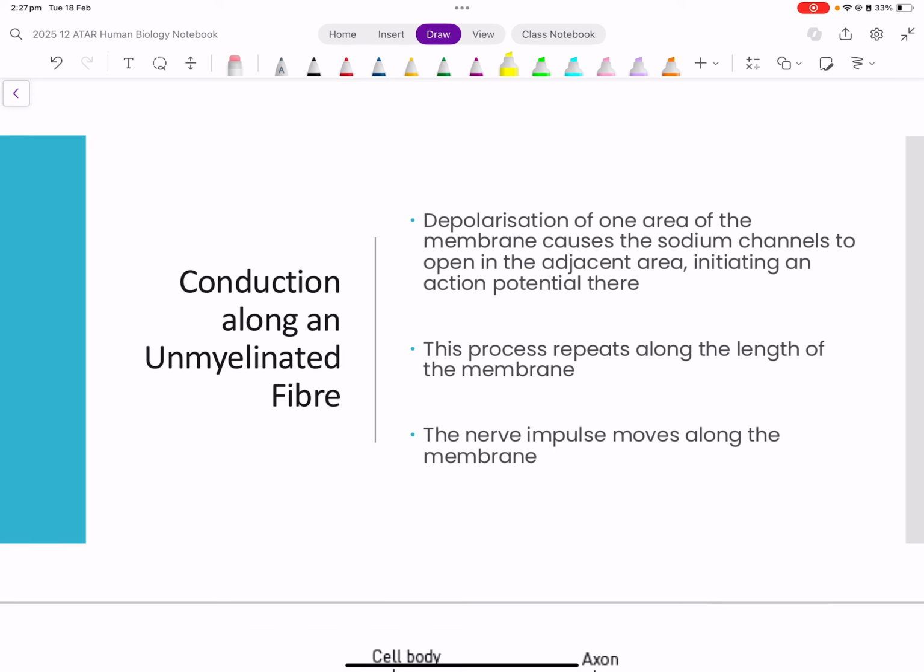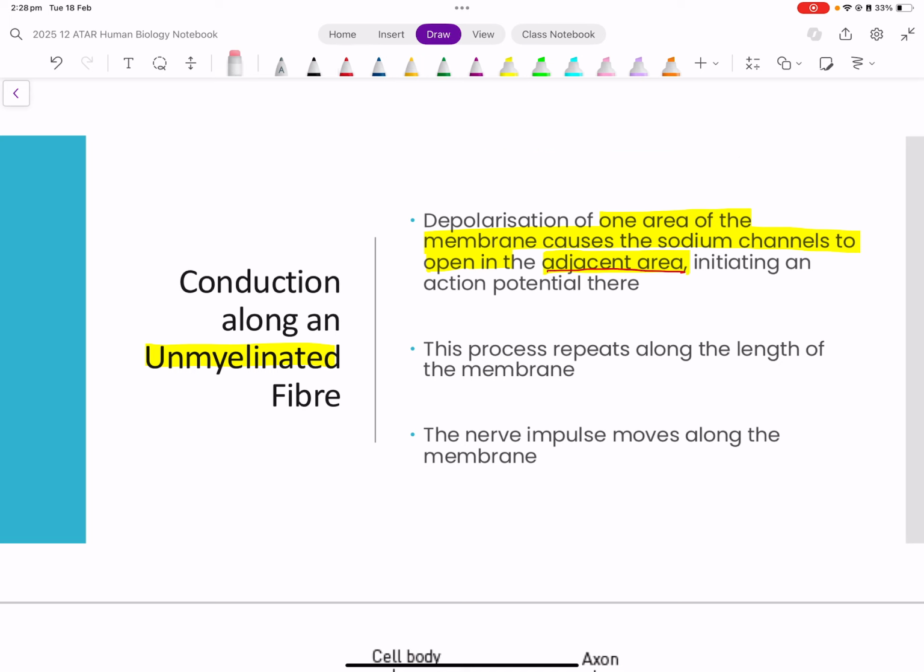When we're talking about unmyelinated fibers, what we are addressing is the fact that depolarization, that change to the membrane potential of one area of the membrane, is what causes the sodium channels to open in the adjacent area. Maybe I'll get my red pen to underline that there. This is what causes the action potential to then spread to the next section. As there is a large change to the sodium concentration of the next part of the neuron, it causes the adjacent area to start another action potential, and this flows down the length of the axon.